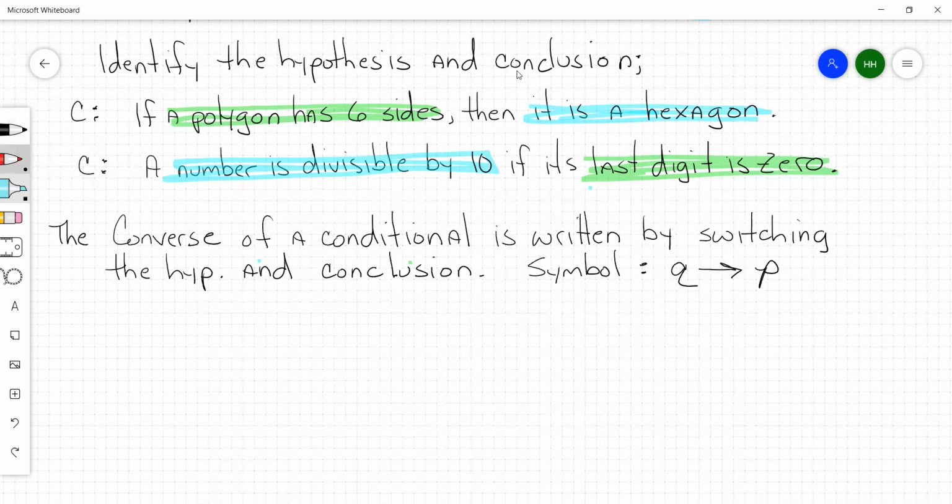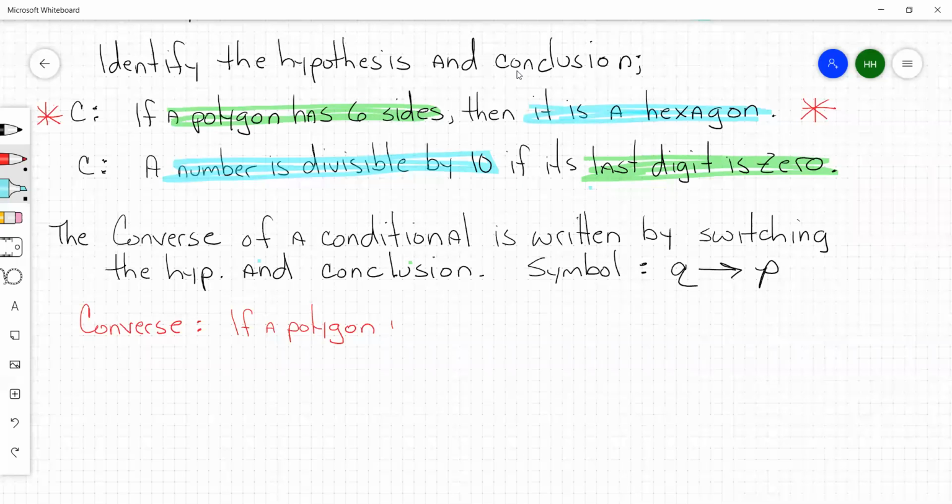So we're going to go back to this one right here, this statement that we started with. The conditional statement was if a polygon has 6 sides, then it is a hexagon. If you had to write the converse of that statement, it would be: if a polygon is a hexagon, then it has 6 sides. There's your converse. We switched the hypothesis and the conclusion.